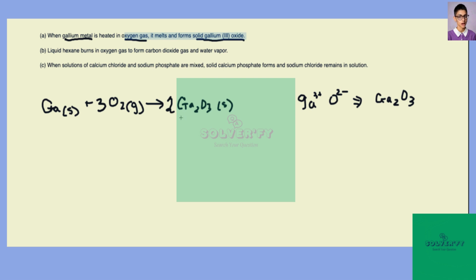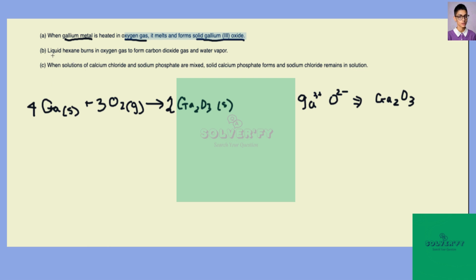This also changes the galliums. On this side I have 2 times 2, or 4, which means I need to have 4 galliums here. So the balanced equation is 4Ga(s) plus 3O2(g) makes 2Ga2O3(s).